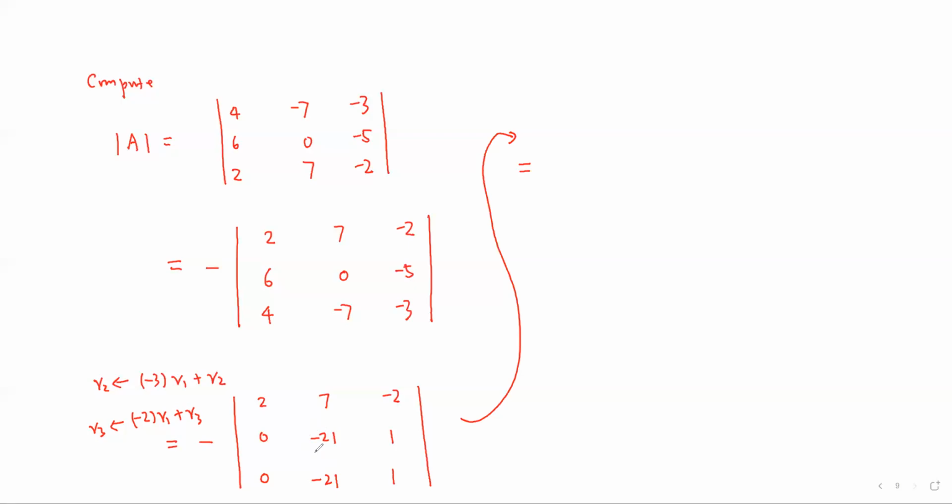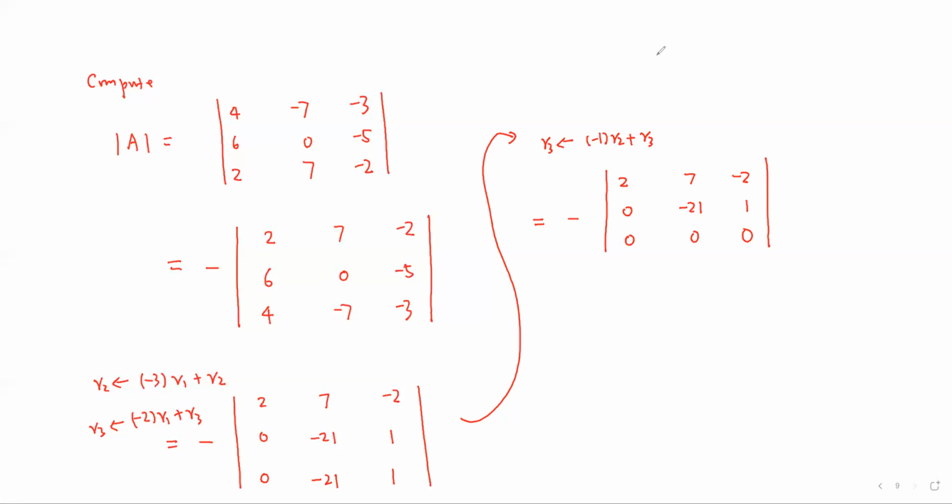Right, now this time I use -2, this number, to eliminate this number. How? -1 times row 2 plus row 3. Put the result in row 3. This operation doesn't change the value. -2, 7, -2, 0, 21, 1. Then 0, 0, 0, determinant.